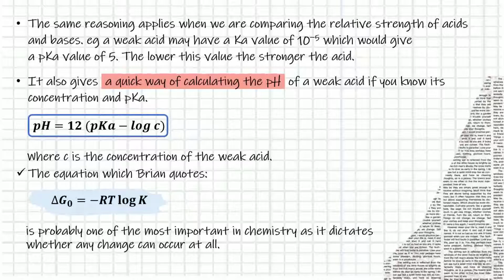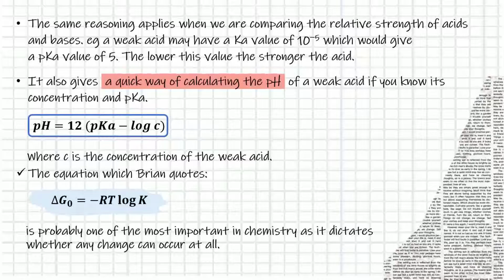The same reasoning applies when we are comparing the relative strength of acids and bases. A weak acid may have a Ka value of 10 to the power of -5, which would give a pKa value of 5. The lower this value, the stronger the acid. Okay, by using logarithm, it also gives a quick way of calculating the pH of a weak acid if you know its concentration and pKa.